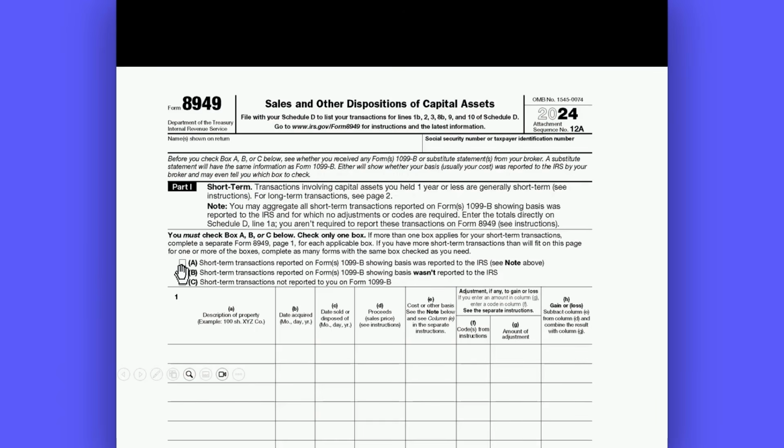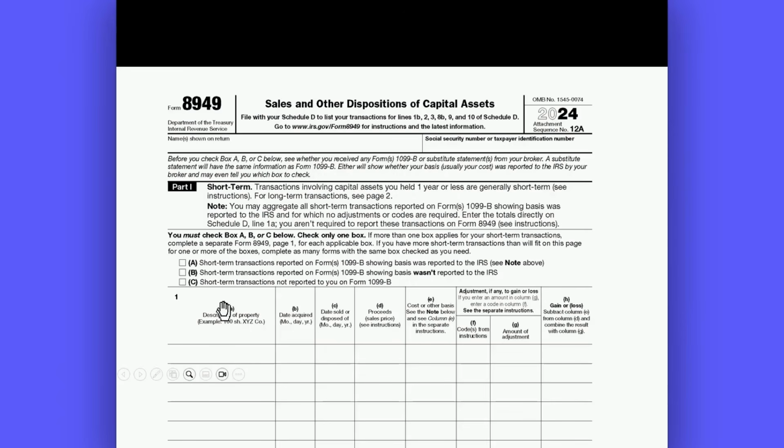These days, usually if you're dealing with sales of investments, you'll get a 1099-B, and it usually will show the basis. So you'll be checking box A. However, you could have a 1099-B, but they don't have any basis information to report. So they don't report the basis information to the IRS. So then you would check B. And then C is if you've got a short-term transaction and you didn't get a 1099-B. So you could be selling an asset that wasn't held at a brokerage house. And so you're not going to get a 1099-B. And so in that case, you would check C.